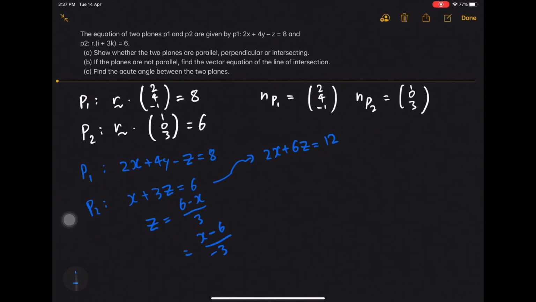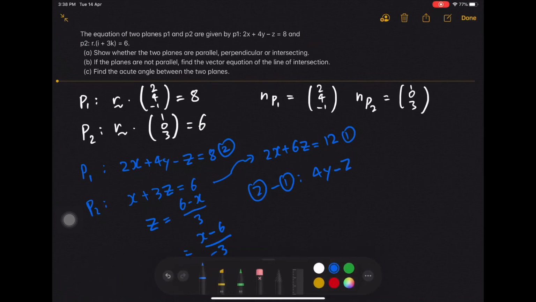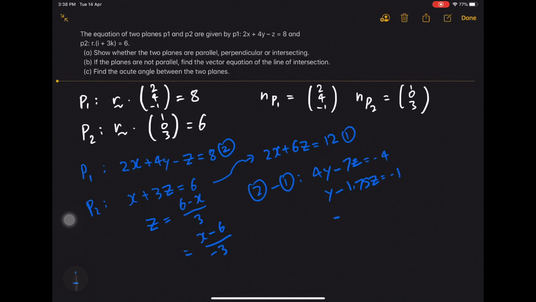If you solve this, you subtract them together. Let's say this is my 1 and this is my 2. I'm going to use my plane 2 minus my plane 1. This will get you 4y minus 7z equal to minus 4. Then I have y minus 1.75z equal to negative 1. I'm going to make my z the subject, and you're going to get this.